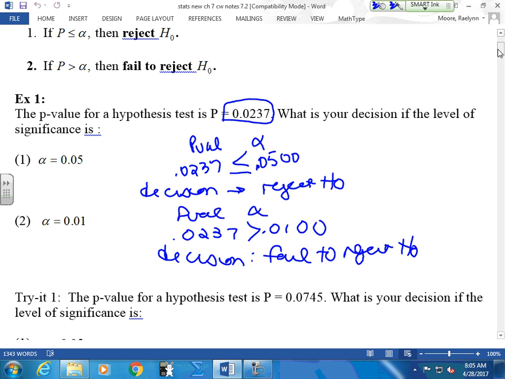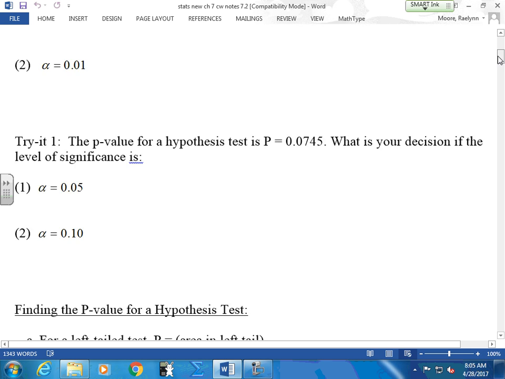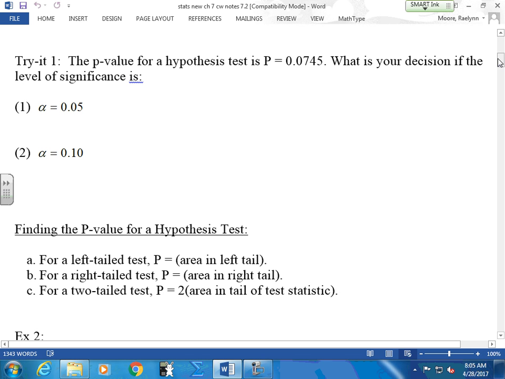Okay? That's all there is in testing. We're working our way to get to a full one. So I want you to try these two. Try these two. I want to know what your decision is. Try these.